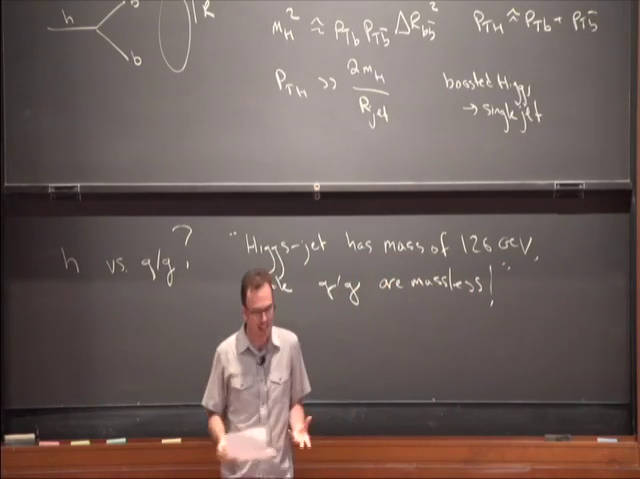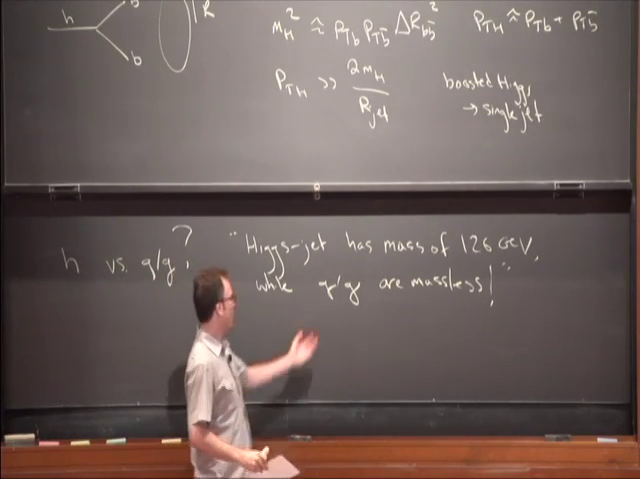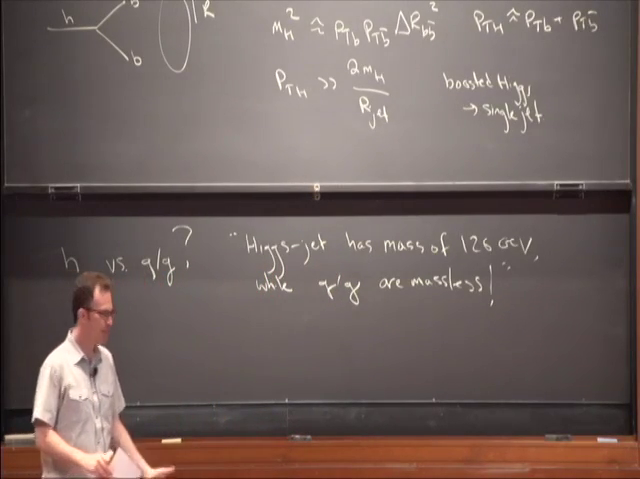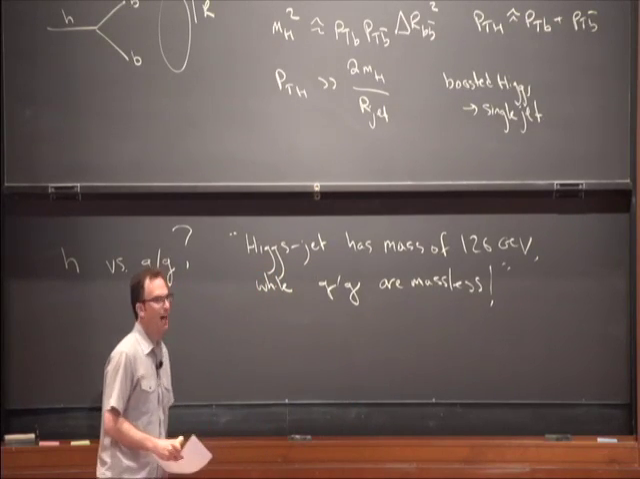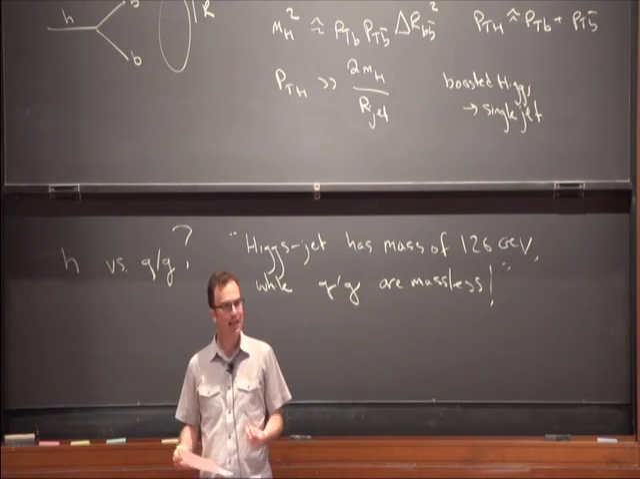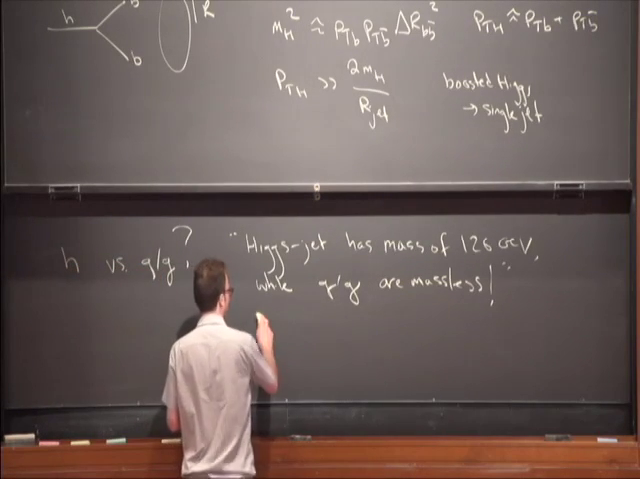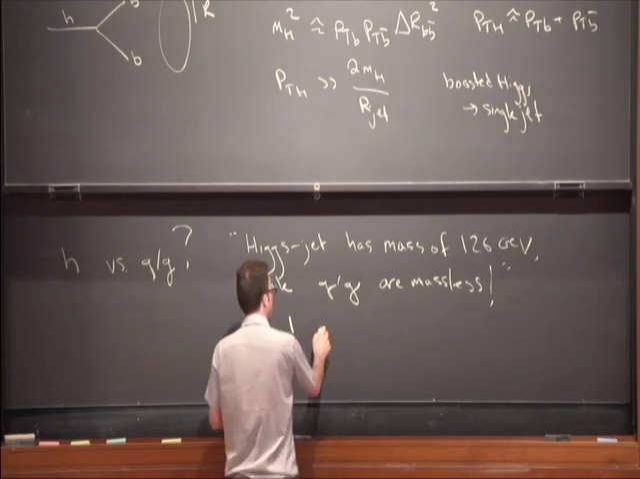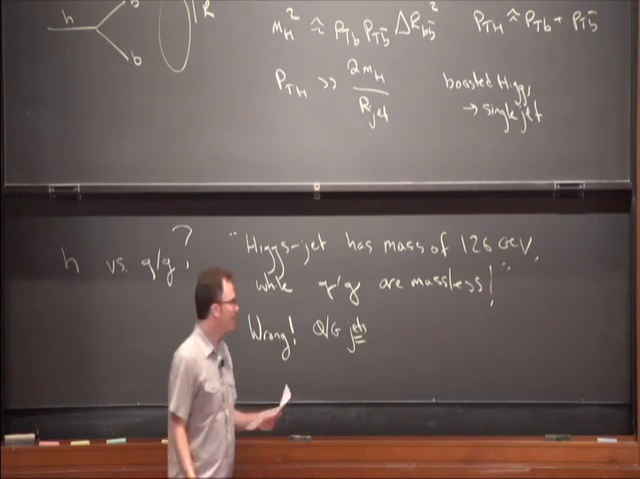So shouldn't I just be able to measure the invariant mass of the jet? And if I get 0, then I know it's a quark or gluon. And if I get 126, then I know it's a Higgs jet. Shouldn't I just be able to use invariant mass as a perfect discriminant? But while it's true that quarks and gluons themselves as partons are massless, the jets that they form are definitely not massless. So this thing is wrong. Quark or gluon jets have plenty of invariant mass.